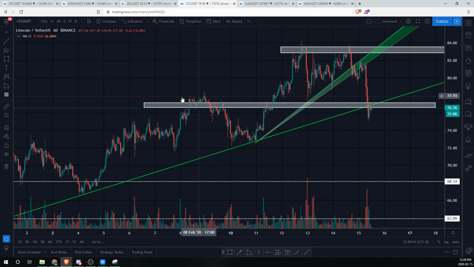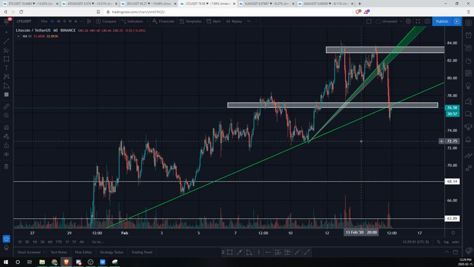Just put your stop loss, maybe above this high, or at least above this high, or at a minimum above this gray zone here. And then you'd be looking at a 2 to 1, 2.5 to 1 risk reward for your first one. That's a pretty good level at the $72 range, and you could be looking further downwards.